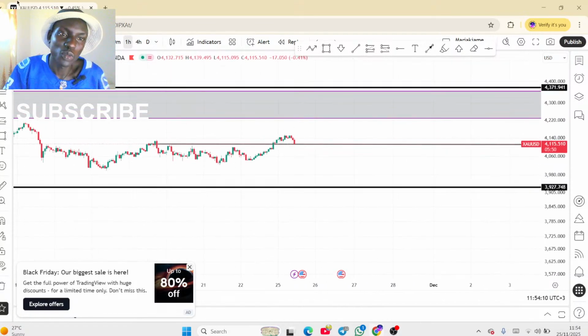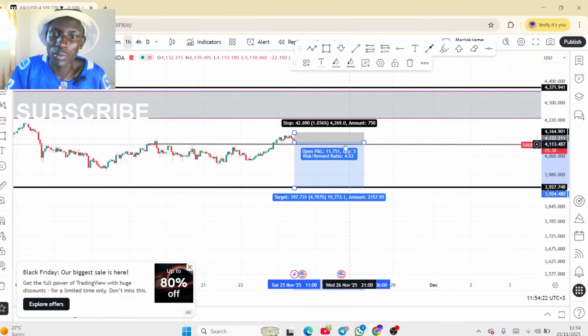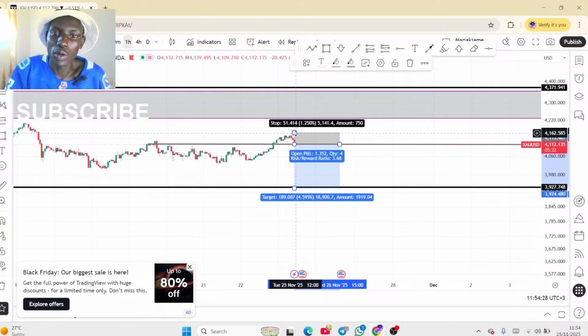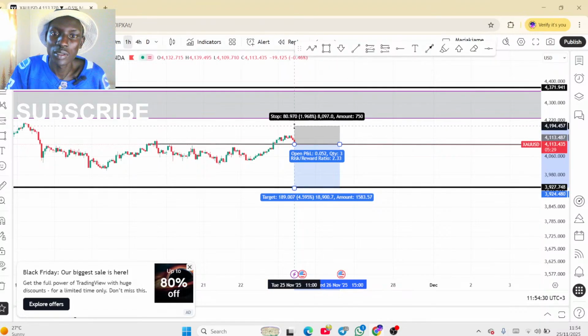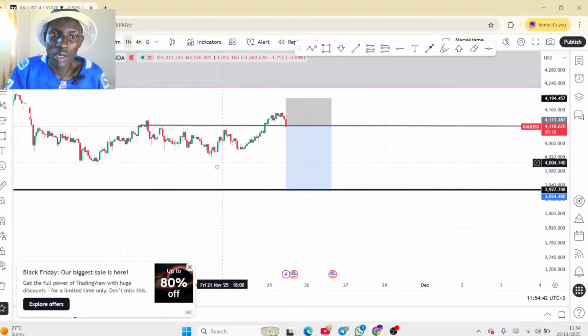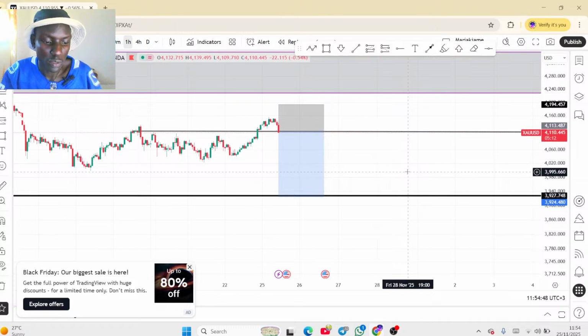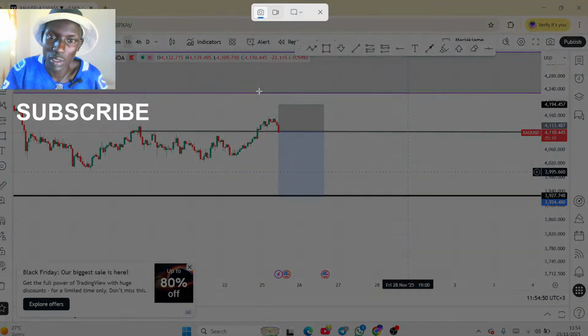So here we can get our entry even. Let's just get our entry from here. We are shorting from there. Our stop loss is going to be above this at least. So guys, this is our first trade here that you are seeing. Let's wait for it to drop and then we shall see what else.